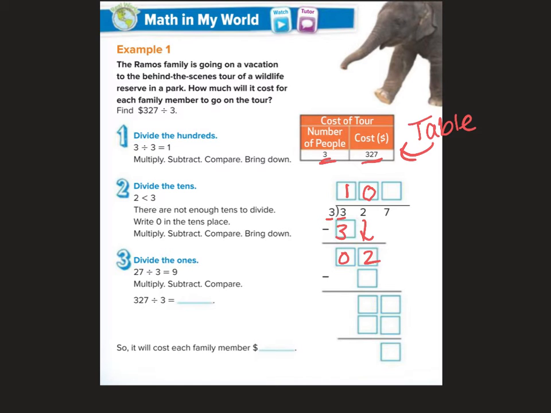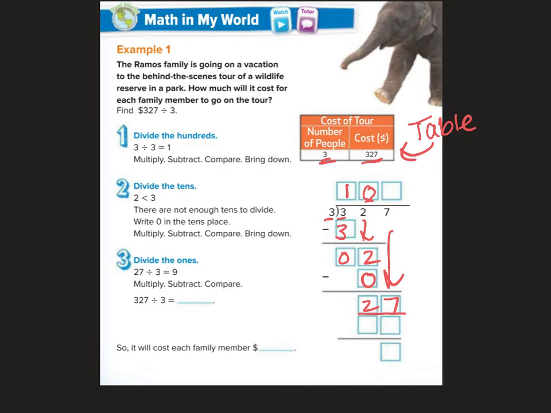0 times. I cannot put a 3 if I only have 2, right? If I'm counting by 3s, I don't get anywhere near 2. I'm too big already with just 1 3. So I have to do 0 3s. 3 times 0 is 0, and subtract. 2 minus 0 is 2. Bring it on down and bring it on back.